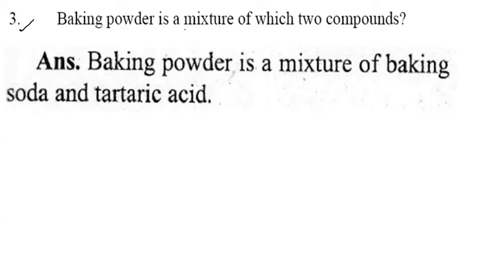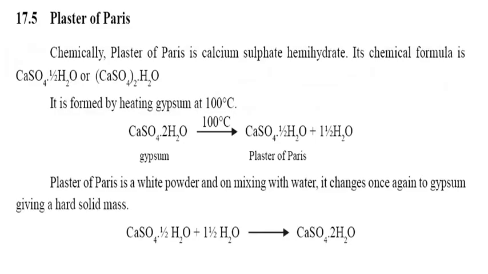Now come to the third question. Baking powder is a mixture of which two compounds? Baking powder is a mixture of baking soda and tartaric acid. So these are the two compounds in the mixture of baking powder. So let us see the next one.